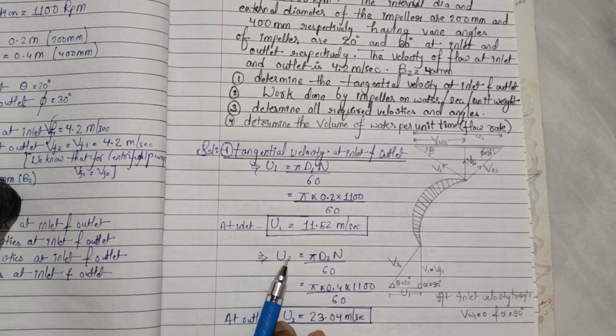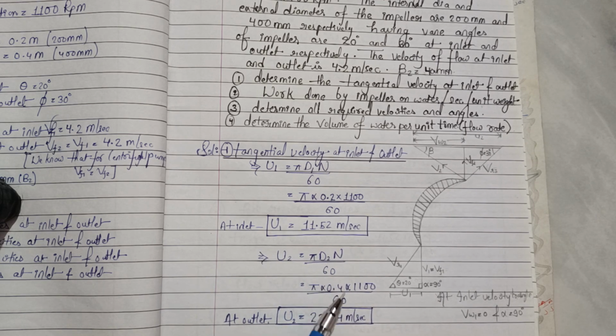Similarly, for the tangential velocity at outlet, pi d2 N by 60, your d2 will be equal to 0.4. So pi multiplied by 0.4 multiplied by your speed of rotation, that is 1100, divided by 60. So your tangential velocity at outlet will be equal to 23.04 meter per second.